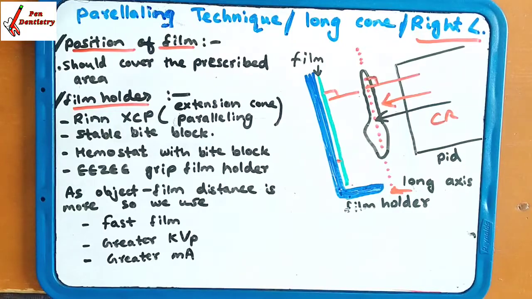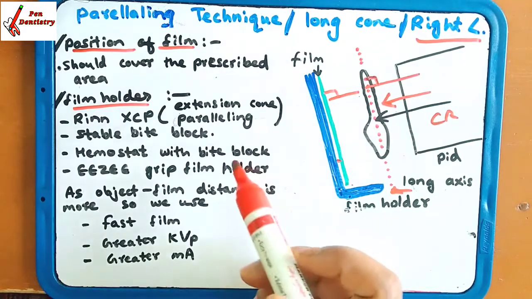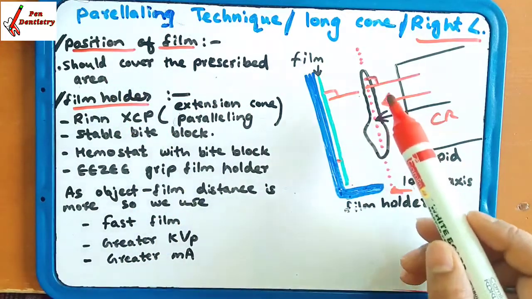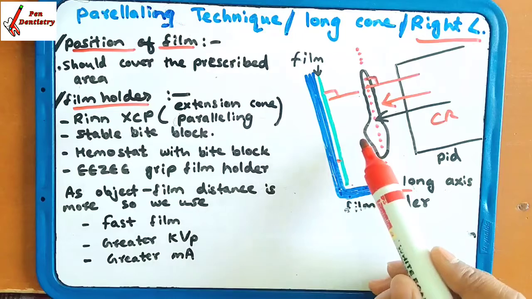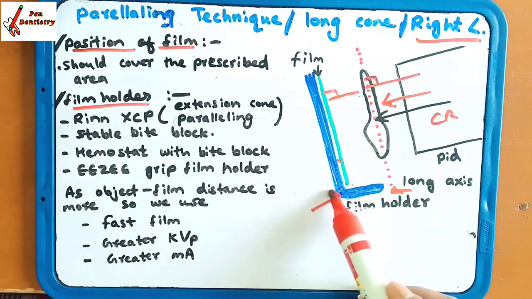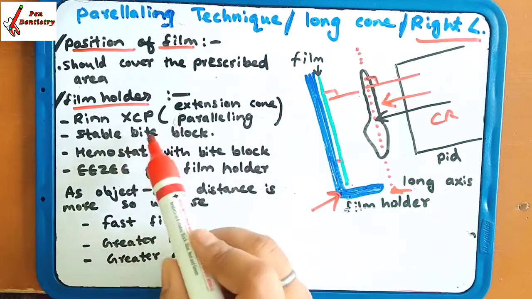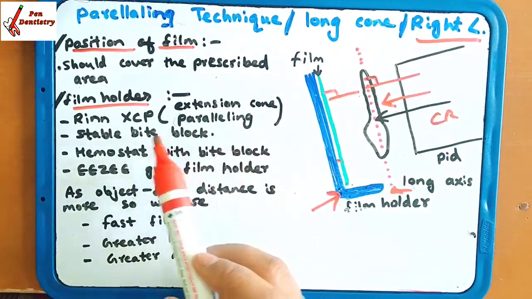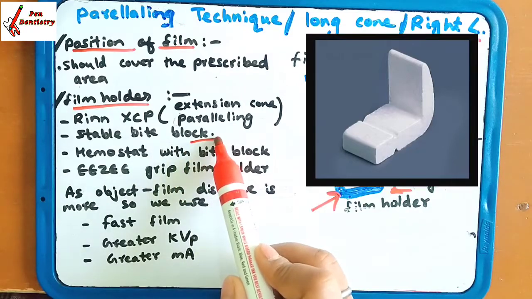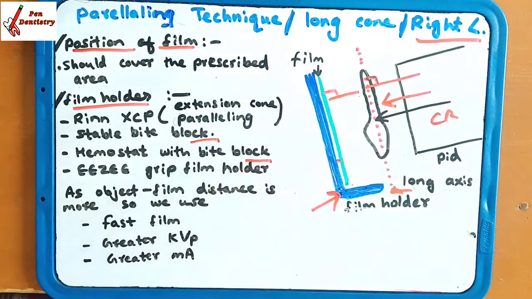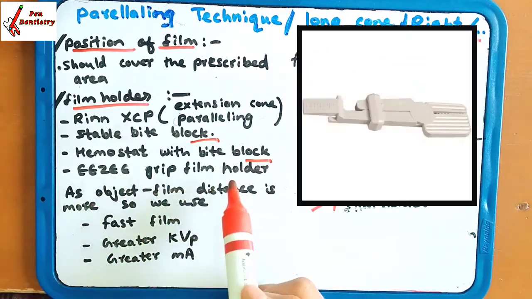Regarding the position of the film, how you are going to place it: it should cover the prescribed area, the area which you want in your image. The film holders used in the long cone technique are the XCP, the extension cone paralleling, a stable bite block, a hemostat with bite block, and the Ease-Grip film holder.